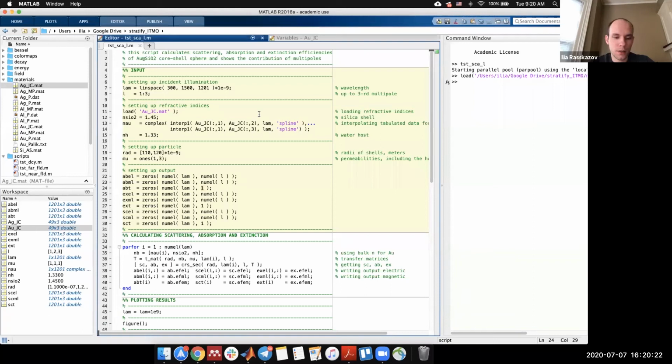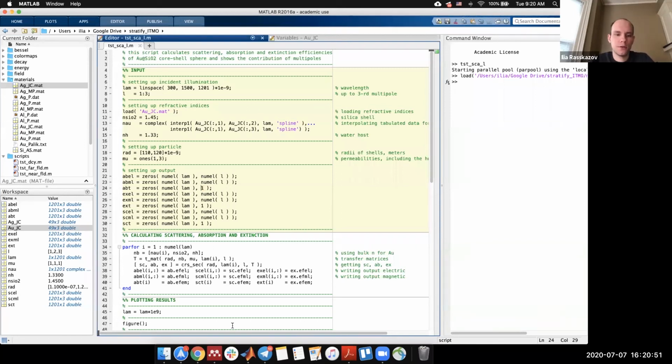So for alternatives, you can consult with Palik. I'm just going to put it into the chat. So Palik database. And if you compare Johnson and Christie and Palik for gold or silver, for different materials, it's going to be more or less the same.